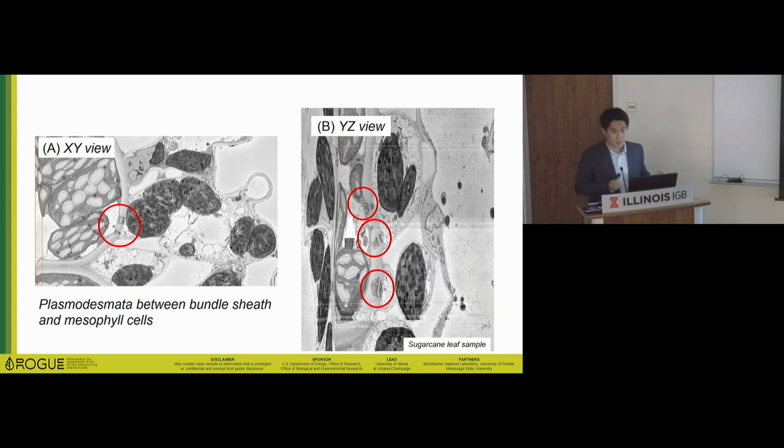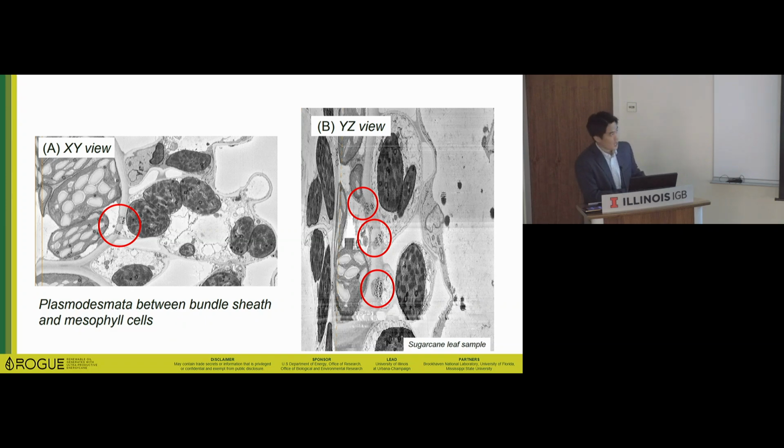Some people may not be familiar with plasmodesmata. Plasmodesmata are the connecting channels between the bundle sheath and mesophyll cells. I was surprised that SBF-SEM so clearly captures these very tiny plasmodesmata channels. I can see not only the XY view but also the different Y view, and more clearly how they are connecting, we can see this area.